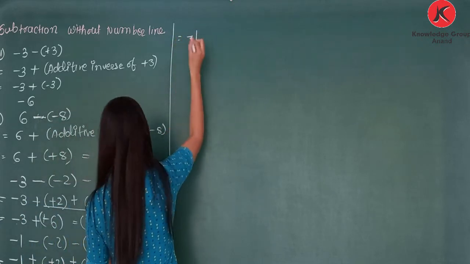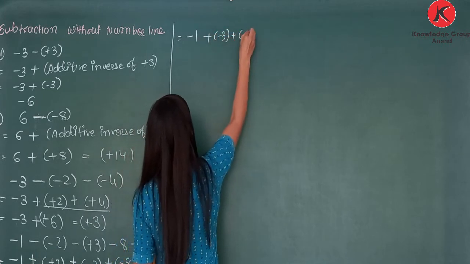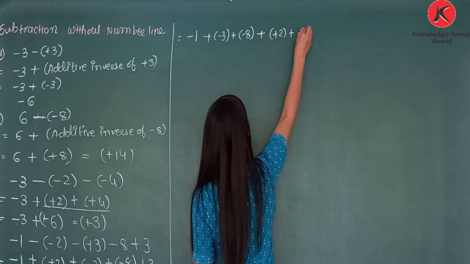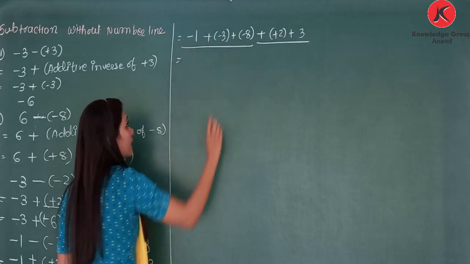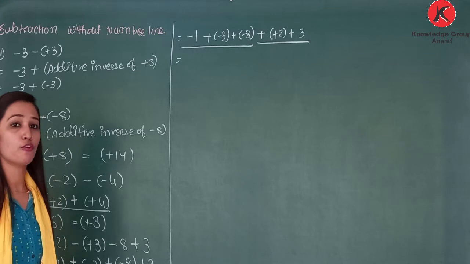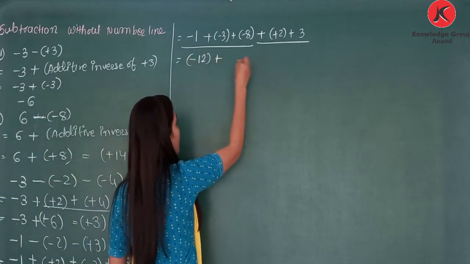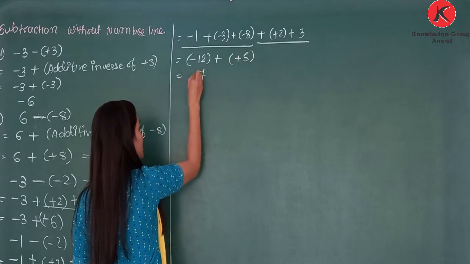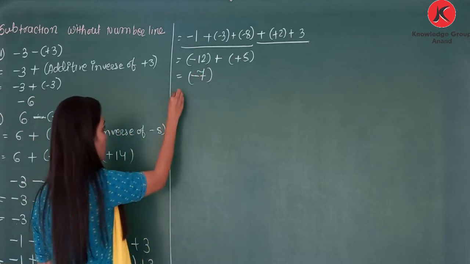Now combine the negative terms, that is -1 plus -3 plus -8 plus +2 plus 3. So these two are positive, these three are negative. So add the negative numbers. So here -1 minus 3 is -4. -4 minus 8 is -12. Plus 3 plus 2 is +5. Now one negative, one positive, subtract the numbers, so answer is -7. Clear? Next one.